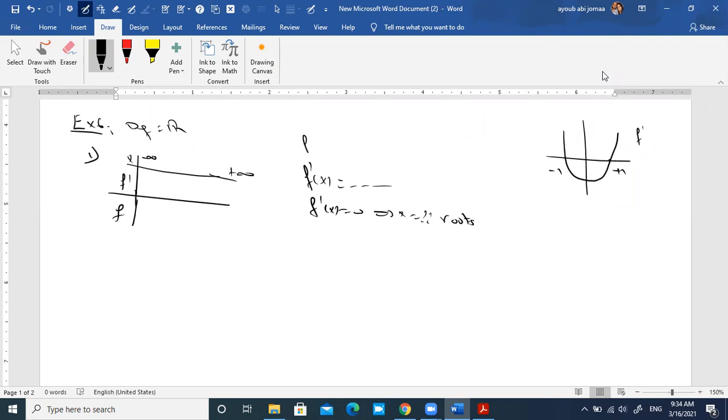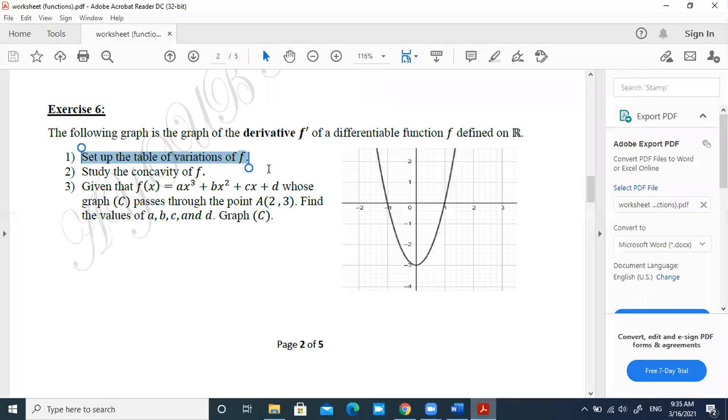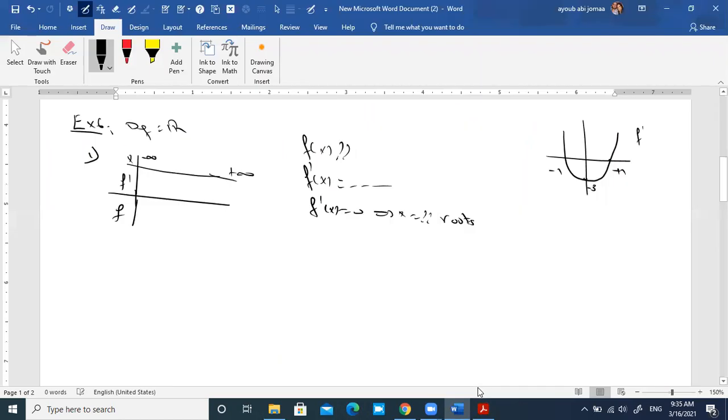Like here, the function is not given. You don't have the function, and you don't even have the form of the function. All you have is the graph, the graph of the derivative. You are given here the graph of the derivative.